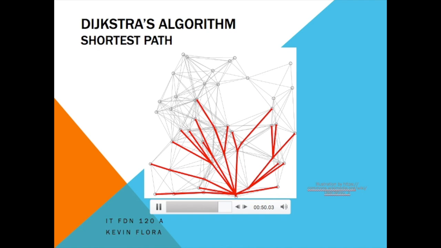Dijkstra's algorithm is an algorithm for finding the shortest path between nodes in a graph, which may represent, for example, road networks.